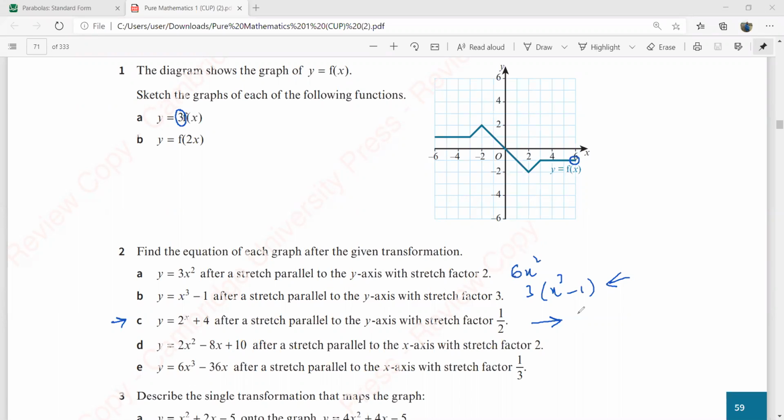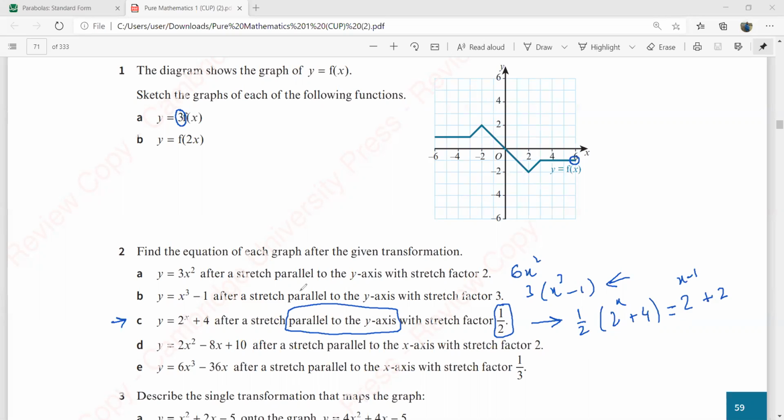Come on, this is going to be simply half into 2 raised to power x plus 4. Whenever it says parallel to the y-axis, that means it's a vertical stretch, okay? So you only have to multiply the whole of the equation with the scale factor. Now someone from you just looked at the back for the answer. When you multiply this with half, this becomes 2 raised to power x minus 1, and half into 4 is going to be 2. That is how she must have seen the answer at the back.